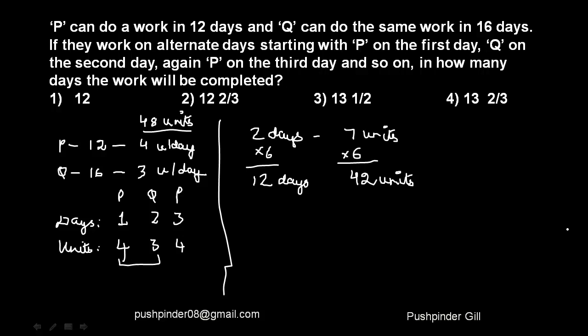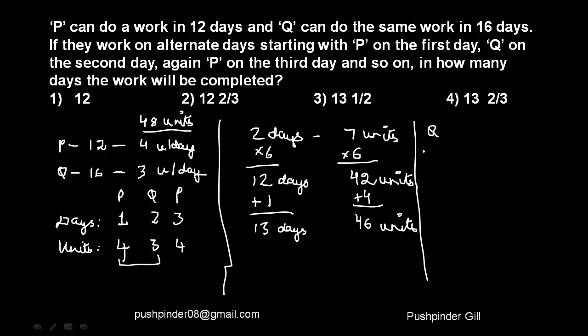Now whose turn is it? Now it is P's turn again. Let me add 1 more day. Now guys, what we do is keep adding more and more days. So if I add 1 more day, when 13 days are finished, it's the turn of P again because it's starting with P. If I add 4 here, because P finishes 4 units, it's going to be 46 units, right? Now whose turn is it? It's Q's turn, and Q here is able to finish 3 units in 1 single day.